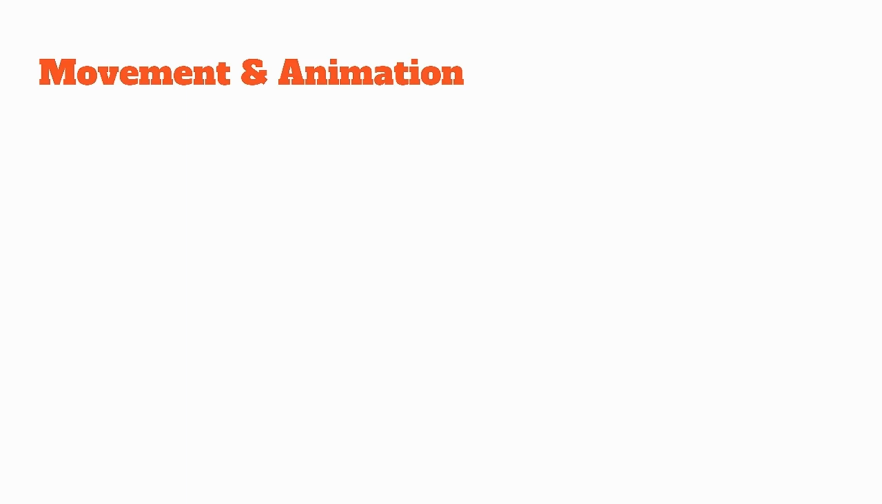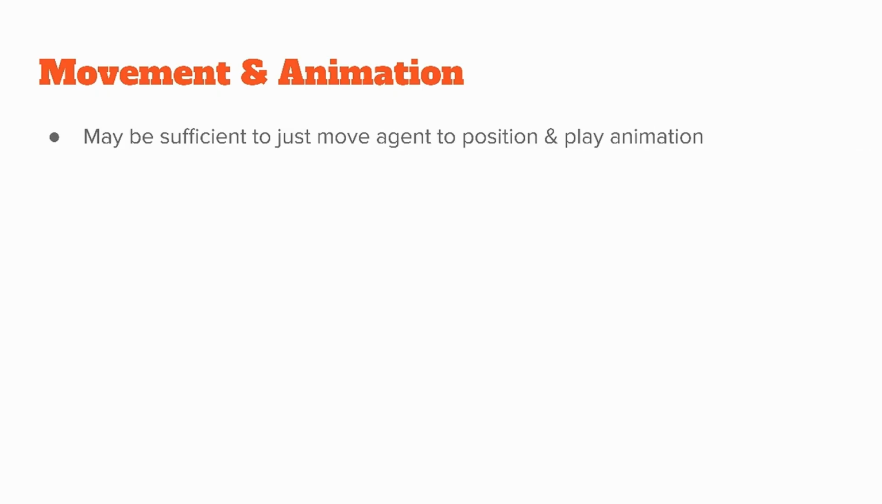So the most basic form of AI in many games with units that move around is just simply movement. It may even be sufficient to just move an agent to a position and play an animation. Far Cry is a good example of that.